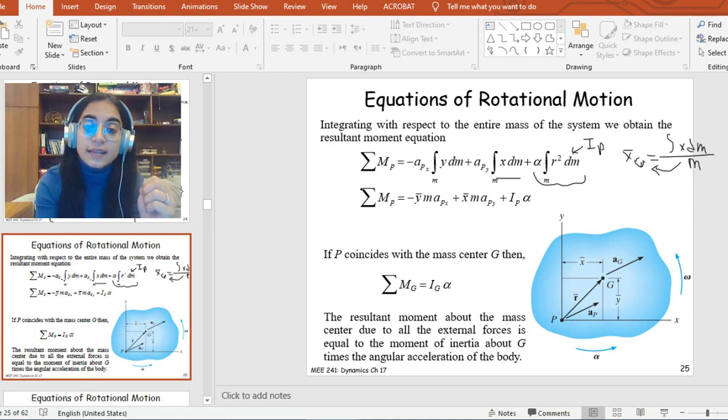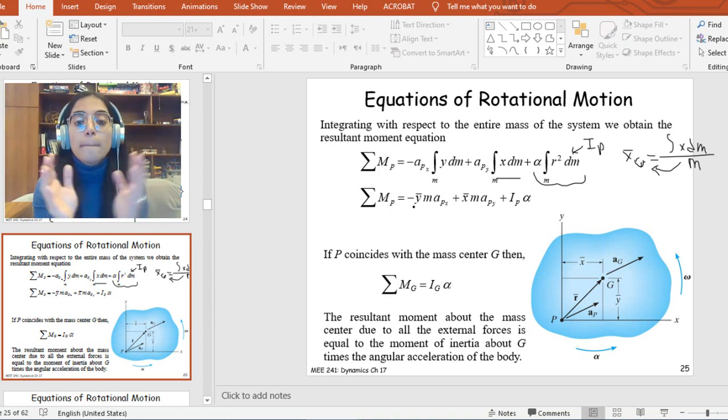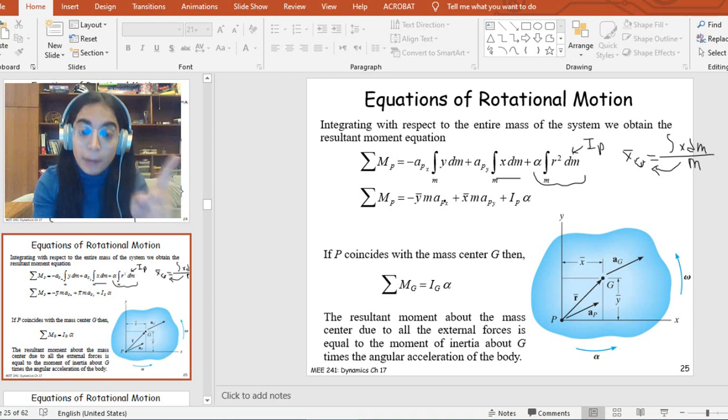In this case, the sum of moment will be equal to minus y bar m a_Px plus x bar m a_Py plus I_P times alpha. Remember, guys, what are y bar and x bar? Y bar and x bar are the position of this center of mass with respect to P.